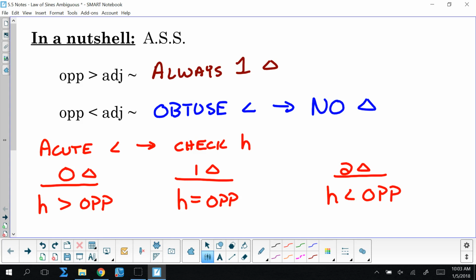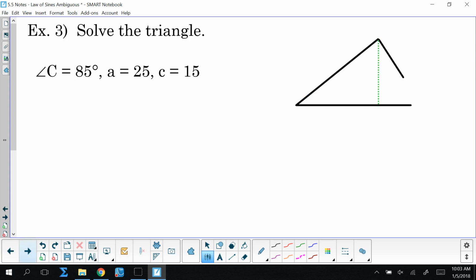Then, yesterday we put that into play. We did an example of that one. We got 1 triangle. So today we'll refer back to that at all times.